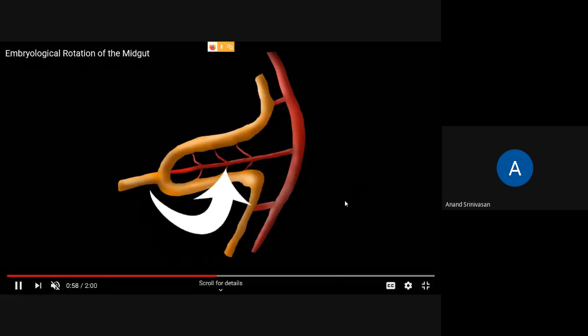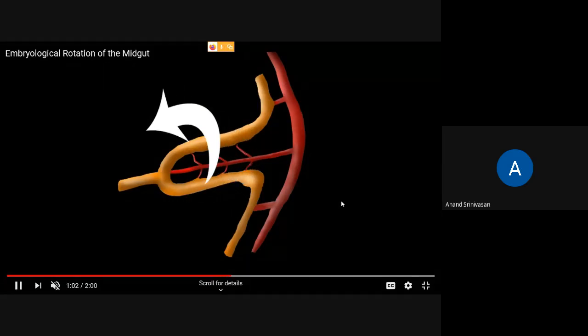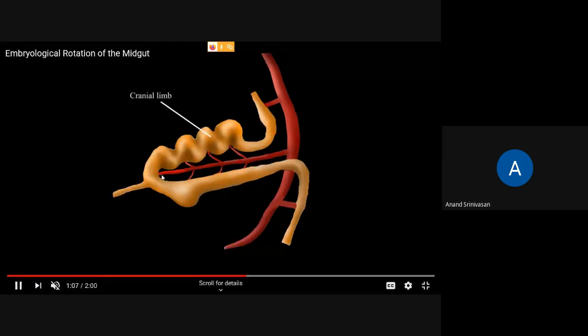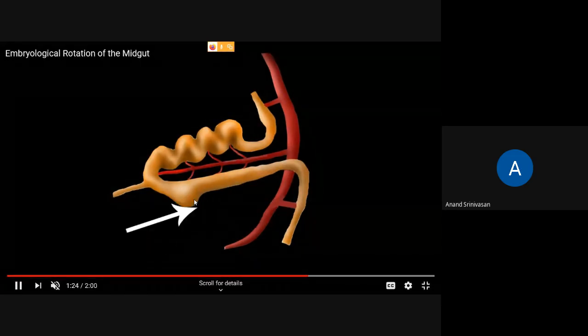Now, first initially 90-degree rotation anti-clockwise. In this time, the cranial limb convolutions increase. In the caudal limb, there is the formation of the cecal bud.